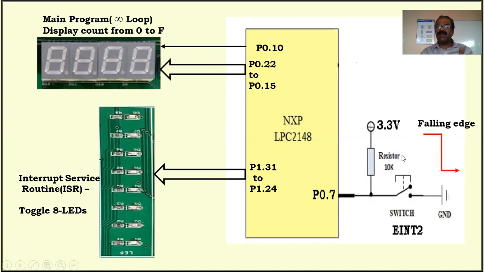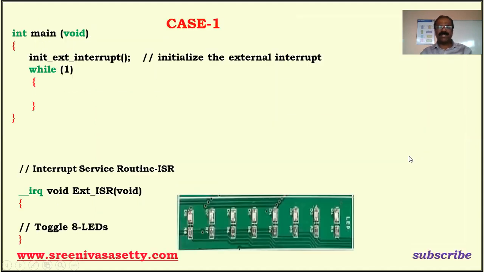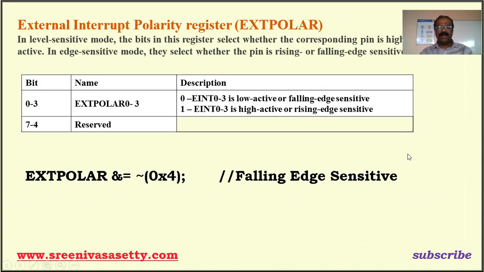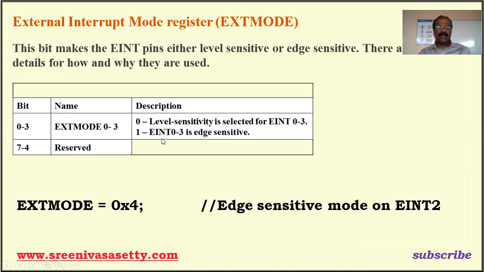But depending upon your requirement, we can configure whether you require level sensitive or edge sensitive. This is an example of edge sensitive, either positive or negative, rising or falling. Level sensitive and edge sensitive. Clear this point? Therefore we have to configure depending upon your requirement. You can see that here, in this case, level sensitive is selected for EINT 0 to 3.